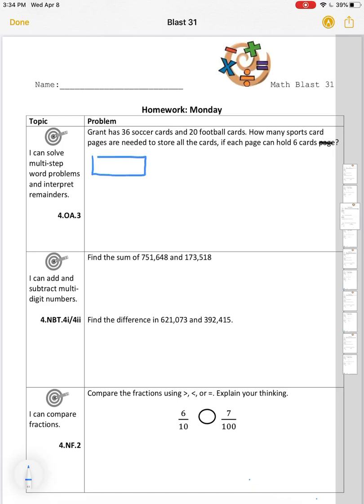Well, if I know that Grant has 36 soccer cards and 20 football cards, I can put those together to determine how many total cards Grant has. That's an addition problem. 36 plus 20 is 56. So Grant has a total of 56 cards.